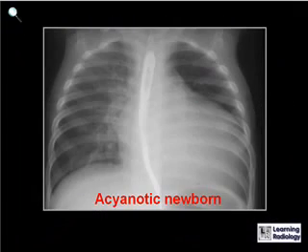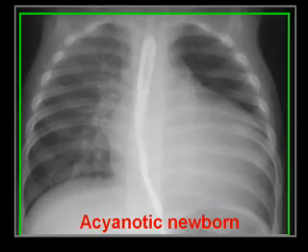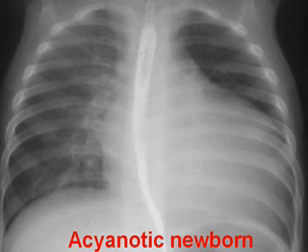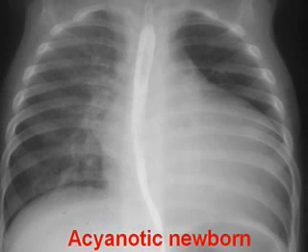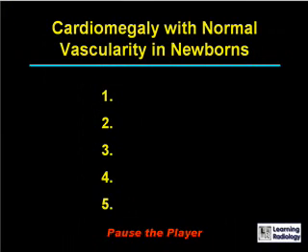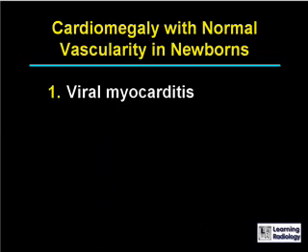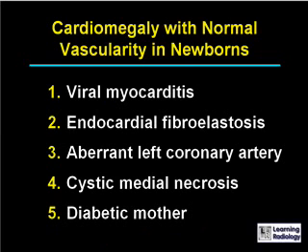This is the next differential. Pause the player. The differential is cardiomegaly with normal vascularity in newborns. There are 5 major causes. Pause the player. The 5 major causes of cardiomegaly with normal vascularity in newborns include viral myocarditis, endocardial fibroelastosis, aberrant left coronary artery, cystic medial necrosis, and infant of a diabetic mother.